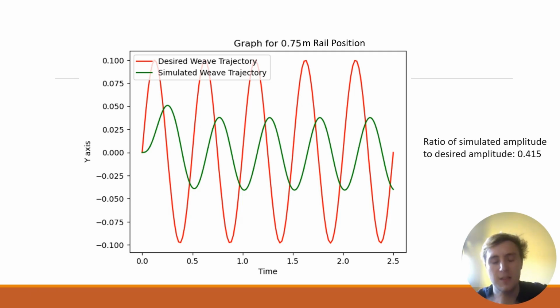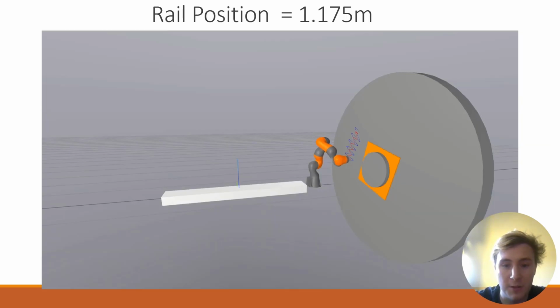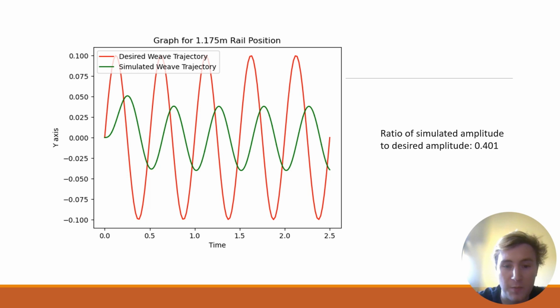So this is the output. We can see the desired weave trajectory versus the simulated, which is what actually happened, trajectory. Here's with a different rail positioning, with it much closer to the bed. We can see it's a lot tighter positioning. And we can see here that it's a little bit different of an amplitude ratio. So as we can see, the ratio of simulated amplitude to desired amplitude is 0.4. And that's actually what we're comparing across different configurations, or across different rail positions.